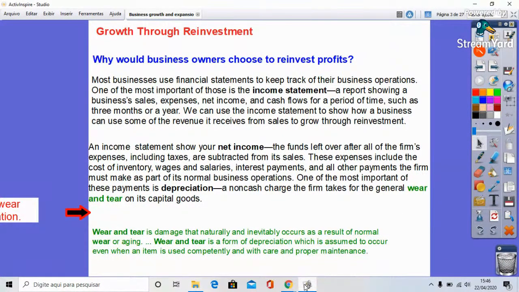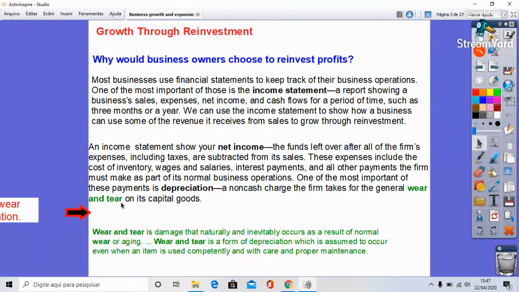Why should business owners choose to reinvest profits? Why should they grow? How can they grow? First of all, most businesses have financial statements and need to keep track of their business operations. The most important one is the income statement, which we just saw. It shows the business sales, expenses, net income, cash flow, and also depreciation. Our income statement shows our net income, how much money comes to me after I subtract my expenses and taxes: all the funds left over after all the firm's expenses, including taxes, are subtracted.